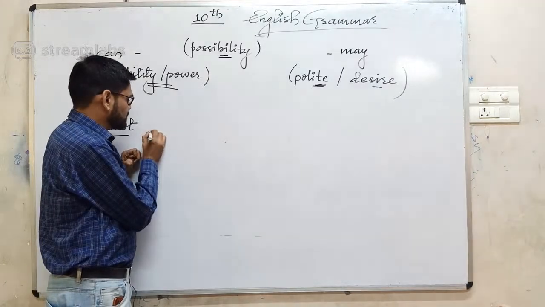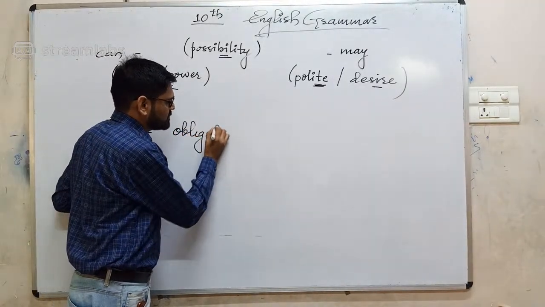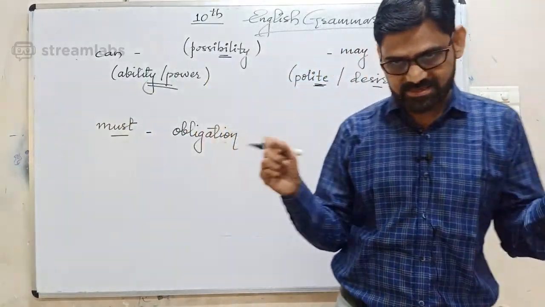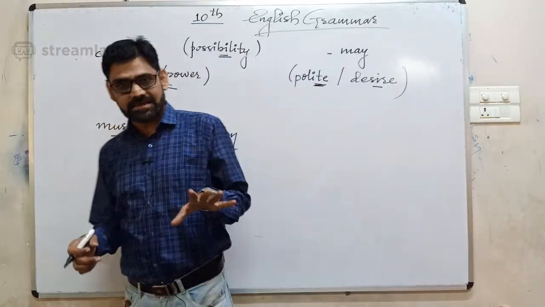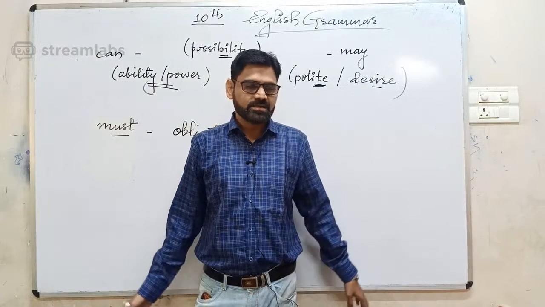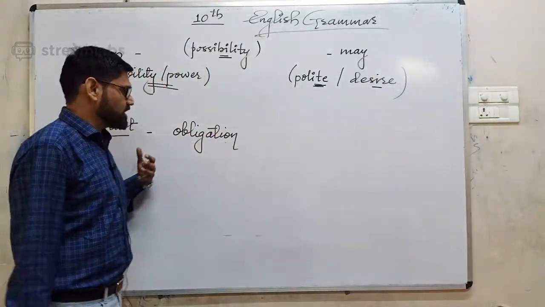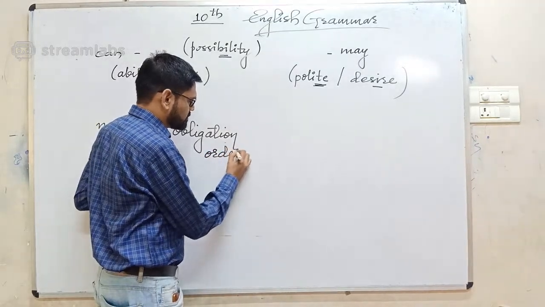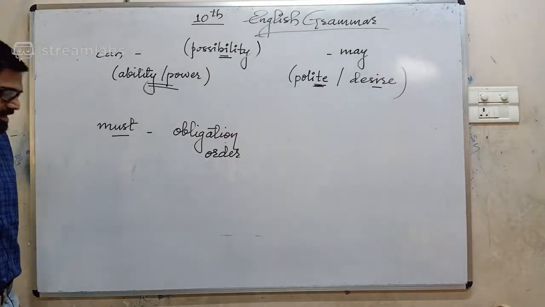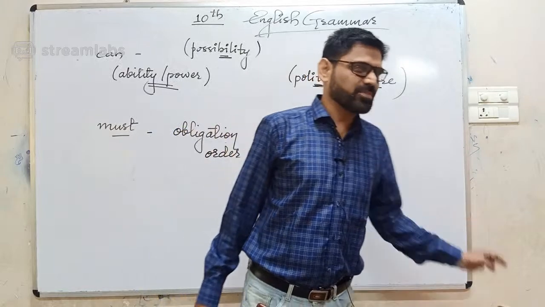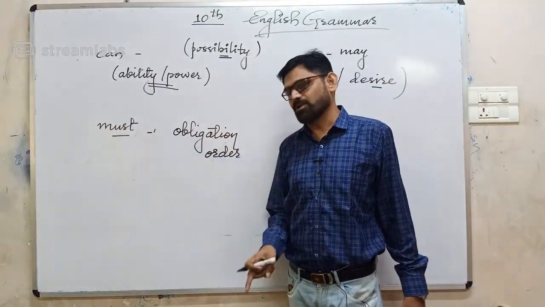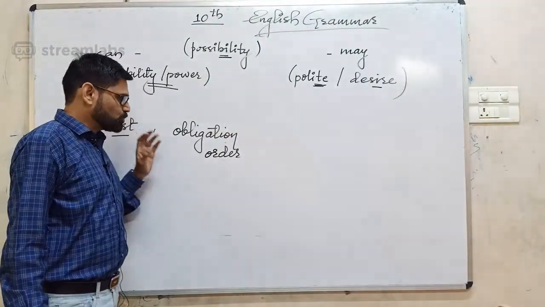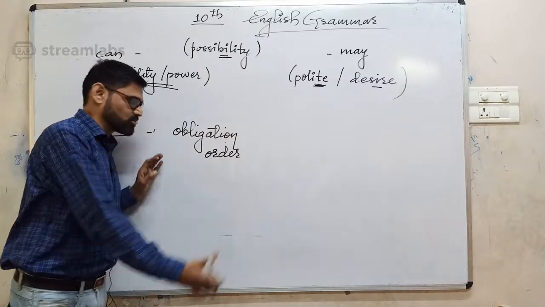Must. This word shows obligation. The word obligation means compulsion. When something is compulsory for us, when something is mandatory, there is no choice, there is no option. Whatever we are asked to do, we must. Its mood is order. It's not suggestion or advice like the word should or ought to. You should get up in the morning. But when you must get up in the morning, it means you are left with no choice. You have to follow it. You must follow it, otherwise be ready to bear consequences.